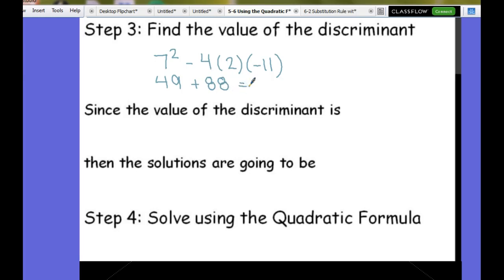So we have 49 plus 88, which is 137. 137 is a positive, non-perfect square. So it's a positive value. So I get 2 solutions because it's positive. And my solutions are going to be irrational reals.